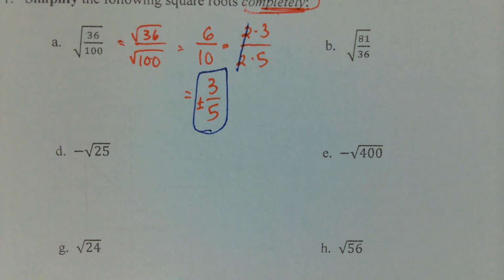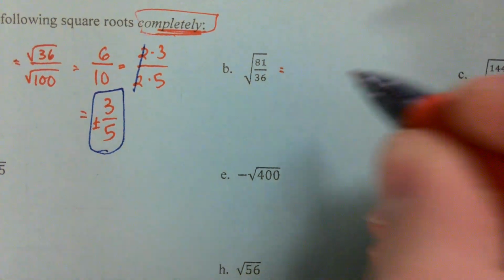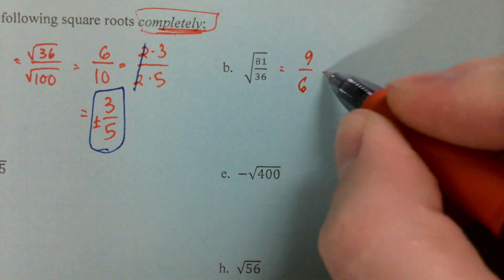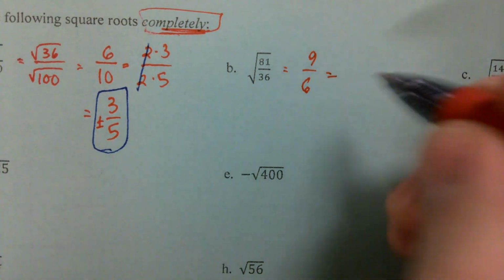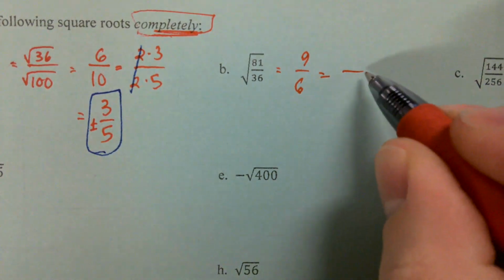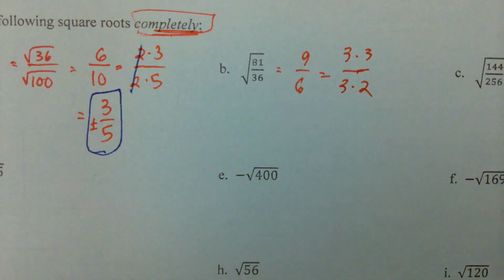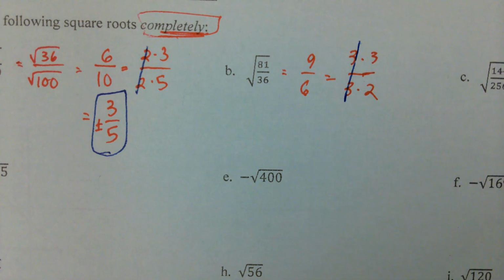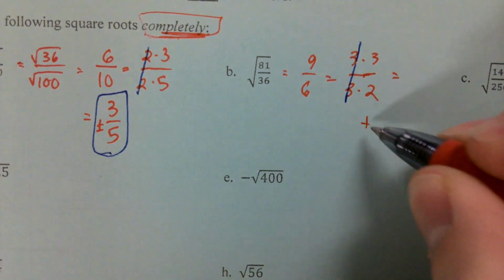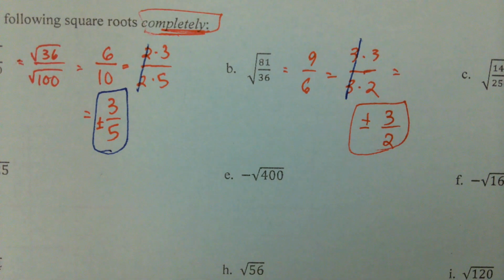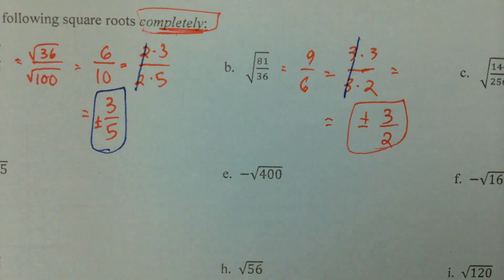All right, let's take a look at B. What's the square root of 81? 9. What's the square root of 36? 6. Good. Go ahead and split up 9. How can we split up 9? 3 times 3. What about 6? 3 times 2. What can I cancel? Pair of 3's. What am I left with? Boom. Just like that. Plus or minus 3 over 2.